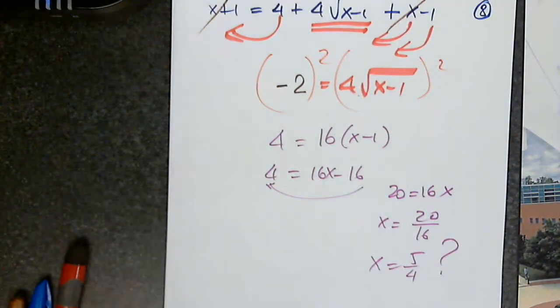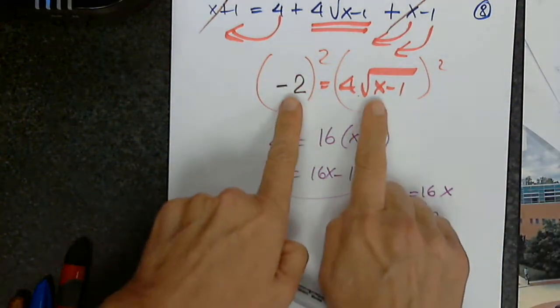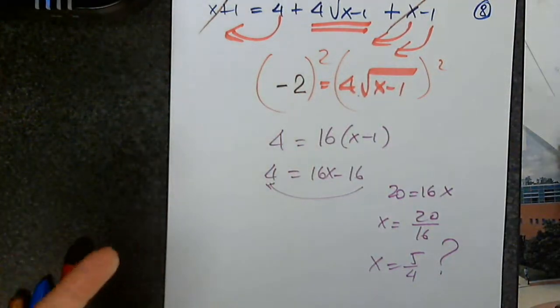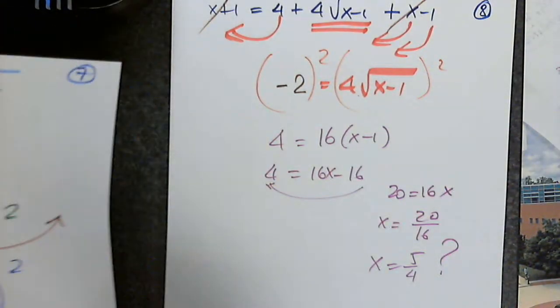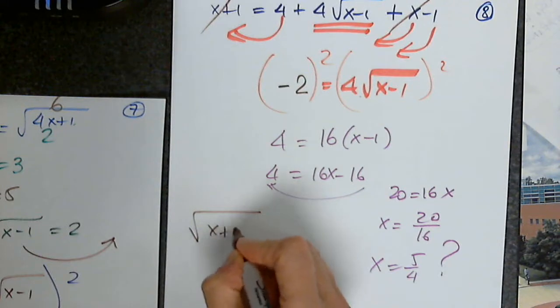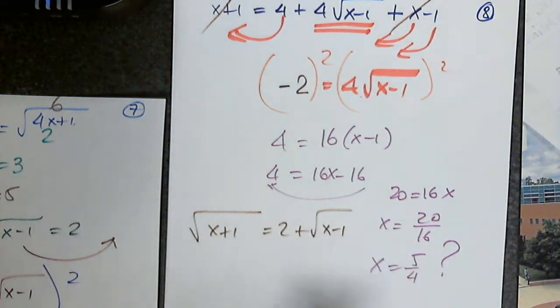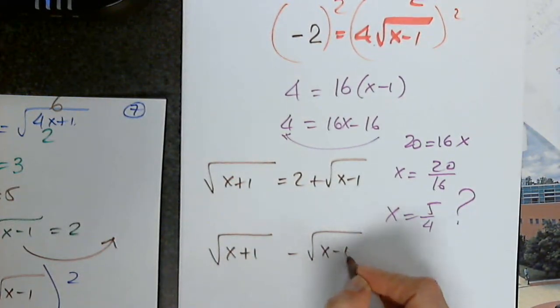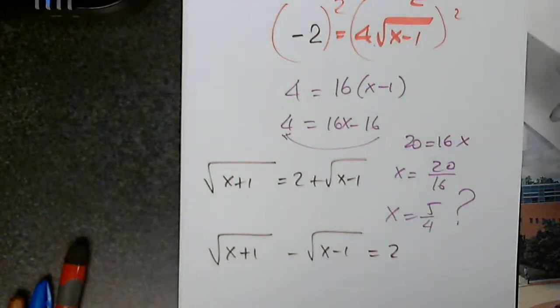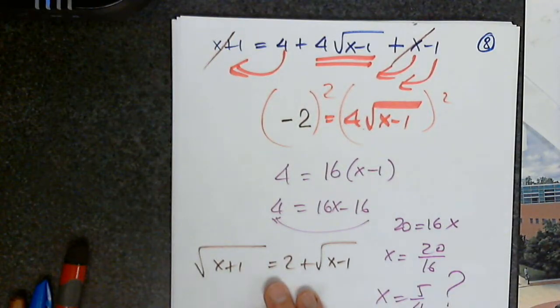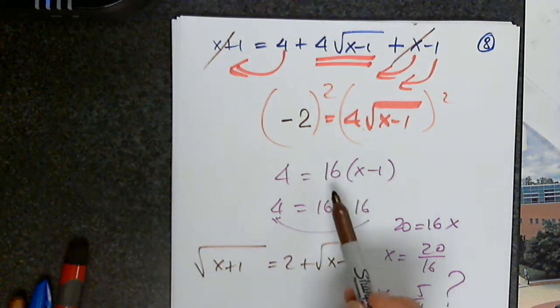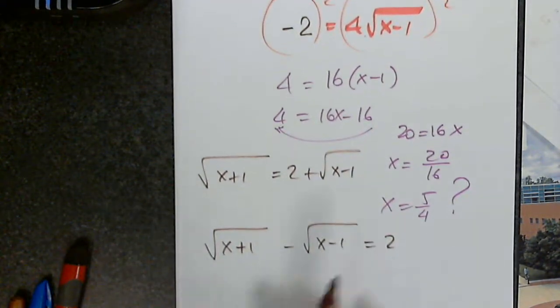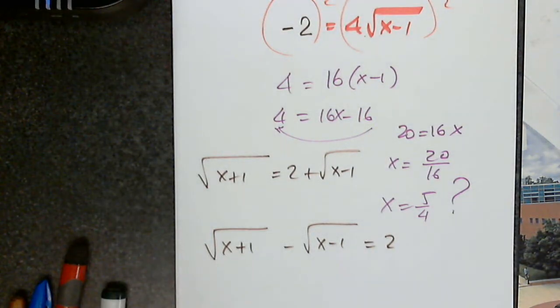Do you think 5/4 will work in the original problem? It can't, because I got into this stage in which a positive number equals a negative number. So I go back, I copy the original problem, the square root of x plus 1 equals 2 plus the square root of x minus 1. Oh, I'm sorry, let me copy the original one. Square root of x plus 1 minus the square root of x minus 1 equals 2. Yes? 4x equals 16x minus. Never mind. Is it okay? I'd rather go back and check if you see something. You may be right, I may be wrong.